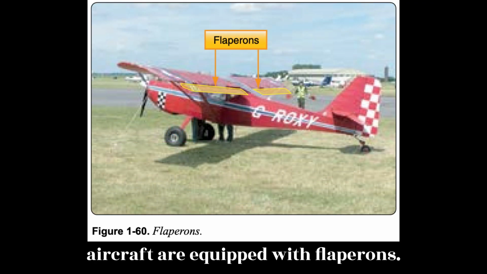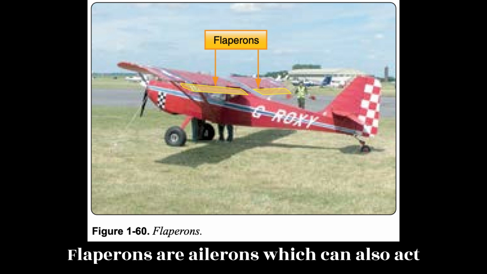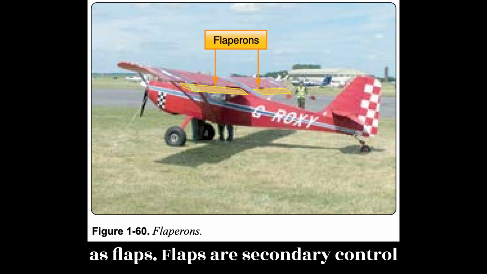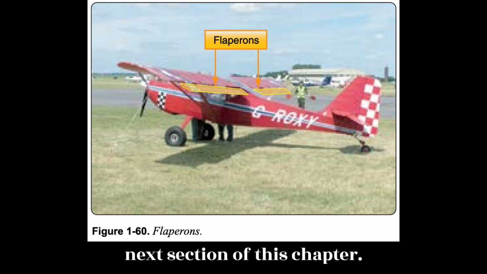Additionally, some aircraft are equipped with flaperons. Figure 160. Flaperons are ailerons which can also act as flaps. Flaps are secondary control surfaces on most wings, discussed in the next section of this chapter.